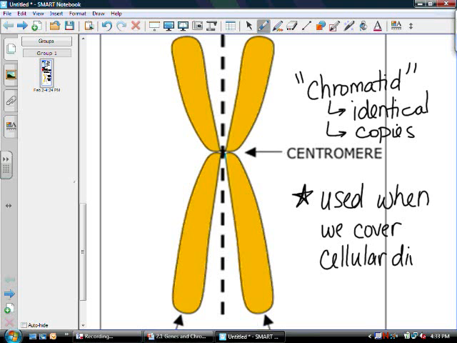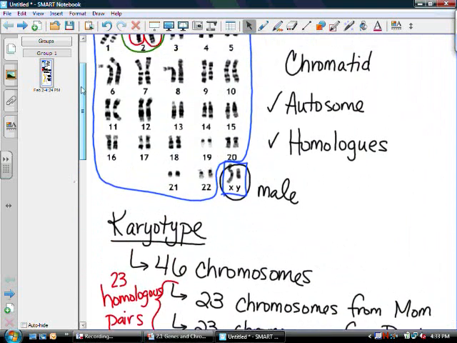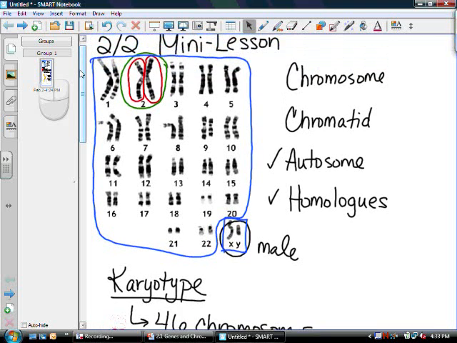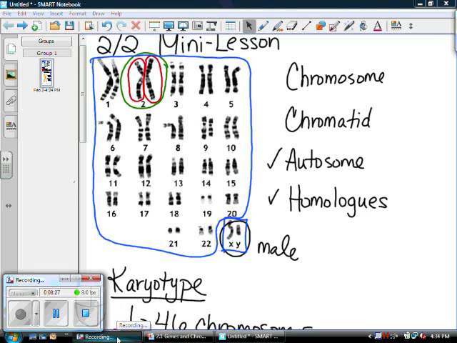So just know that when I say the word chromatid, a chromatid is talking about an original chromosome and a copy of that original chromosome. They are absolutely identical, or should be absolutely identical in every way, shape, and form. And it is because when the cell divides, each new cell needs to have an exact copy of the genetic information. So hopefully that clears up our confusion about the idea of chromosome, chromatid, autosome, and homologs or homologous chromosomes. If you have any more questions, please make sure that you see me before you have your test.